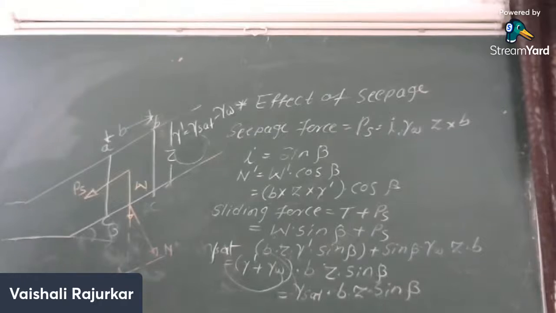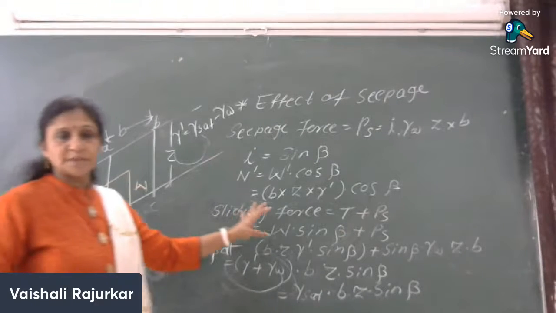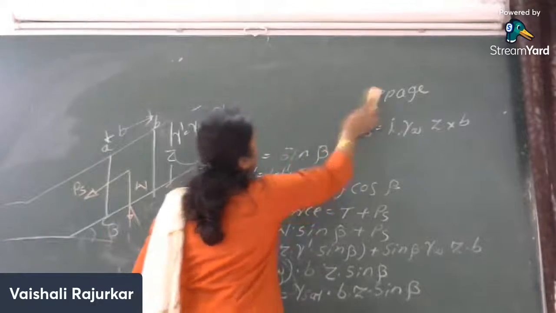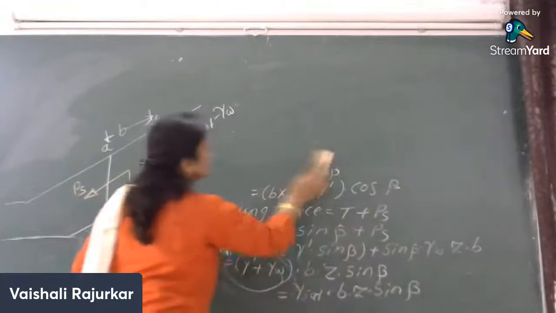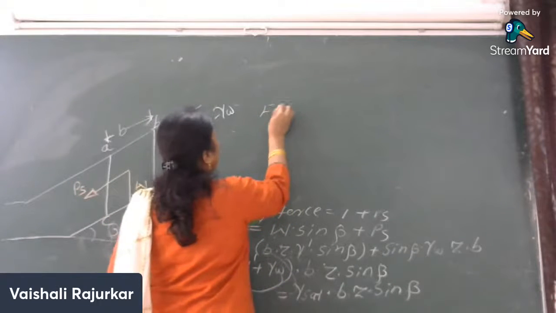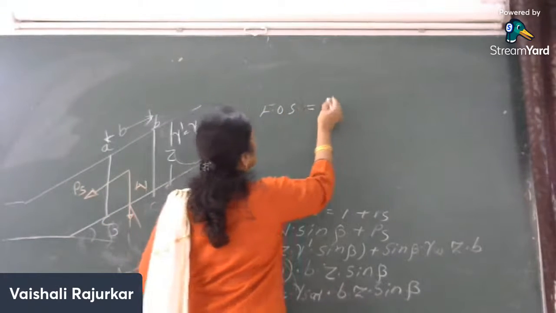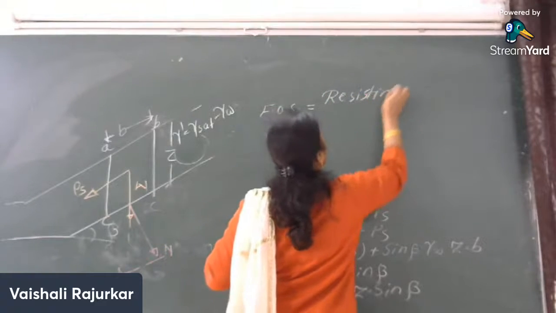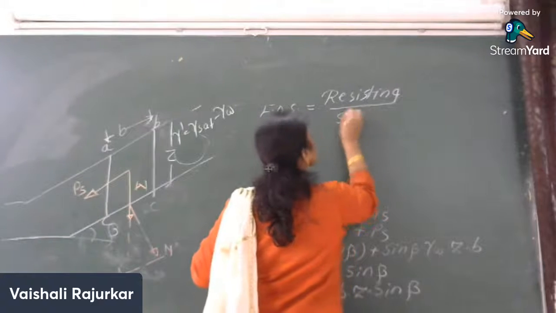Now again we come to the next part, that is the factor of safety. So again, what is factor of safety? Factor of safety is again resisting upon sliding.